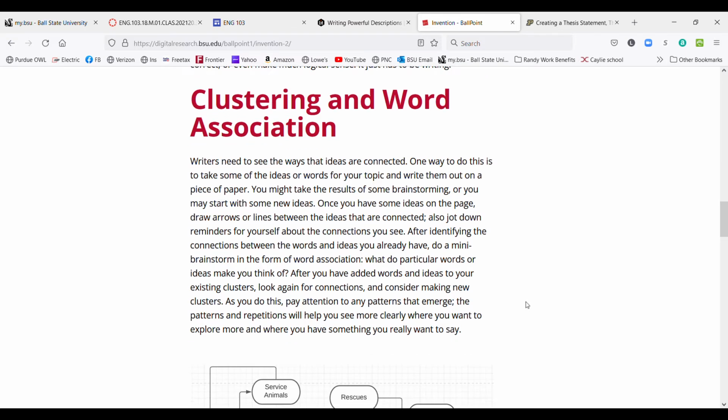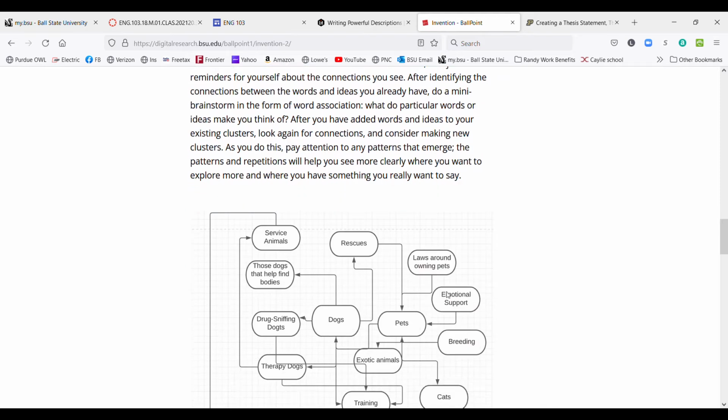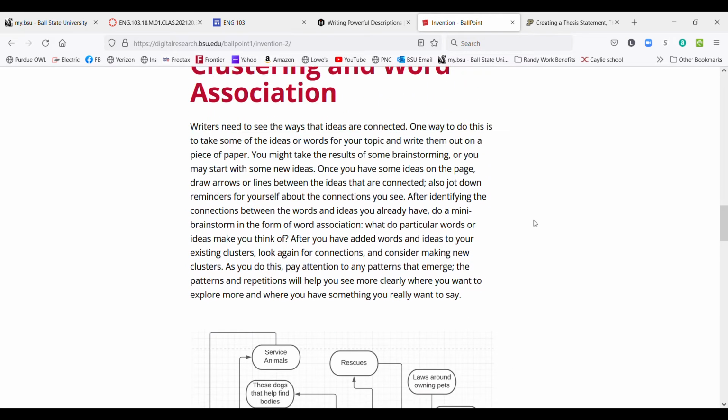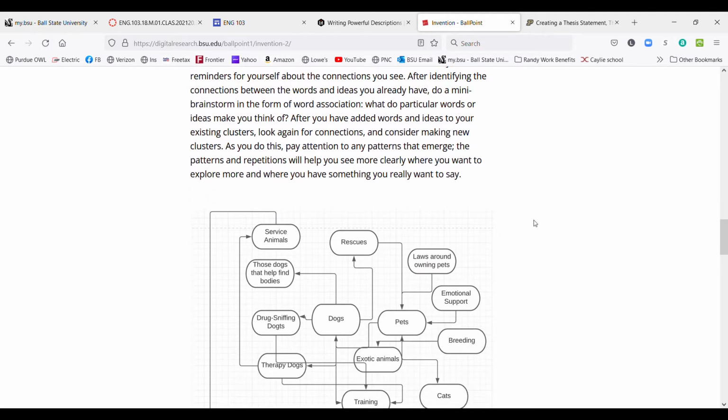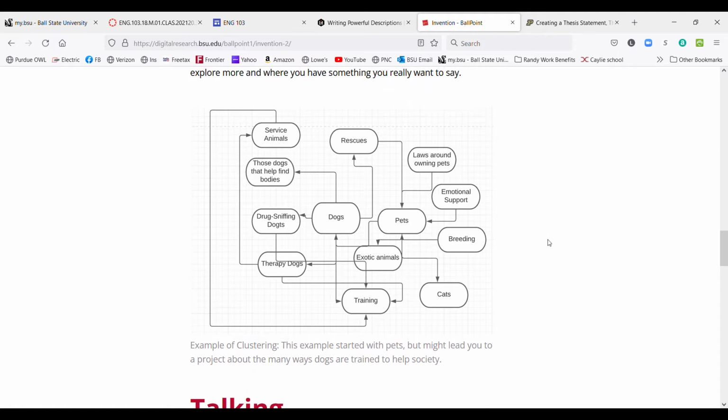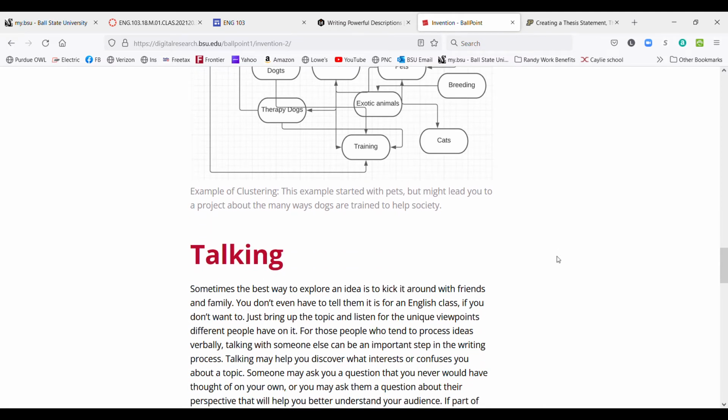Clustering and word association. I do this when I free write. It doesn't look like this, because I'm just free writing and putting those words onto my pages. I'm just puking them on there. But as I write, it generates new ideas. I think about other things that I could write about as I'm writing. So that really helps me.